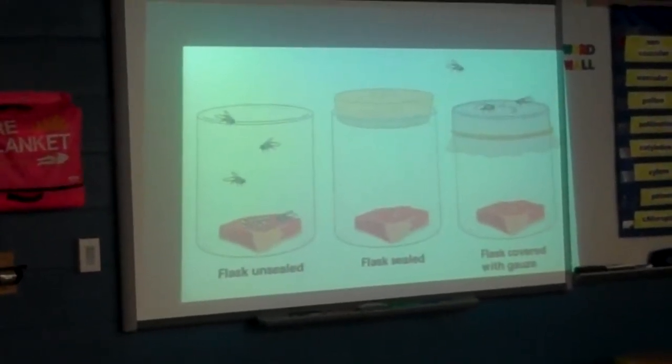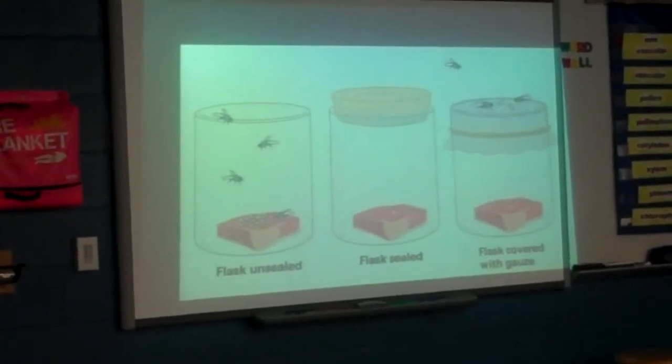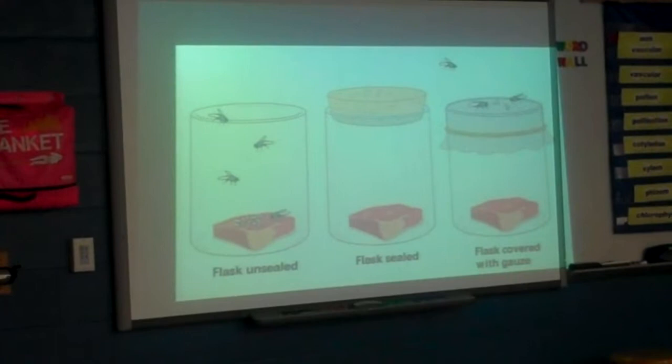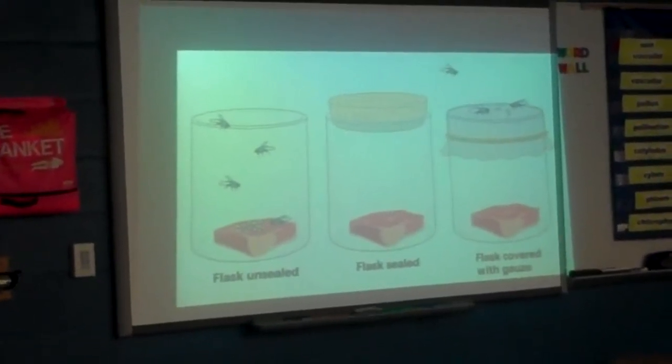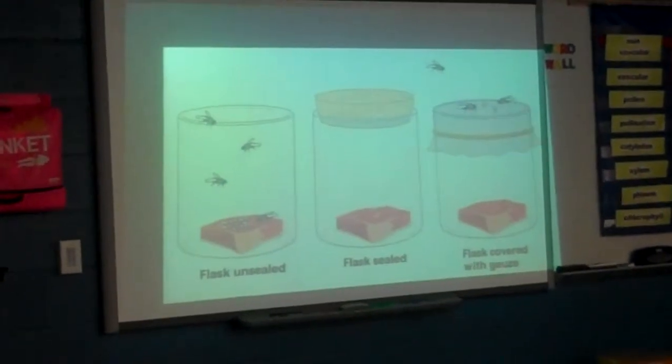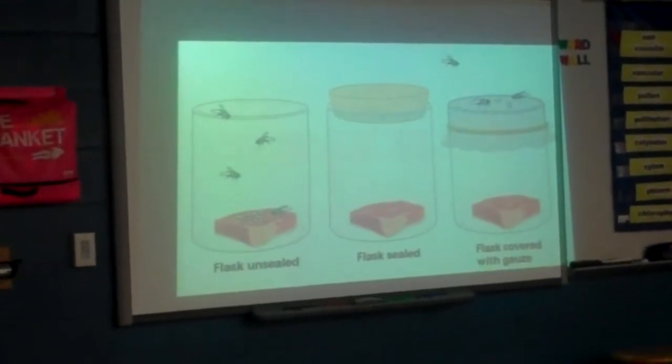Redi therefore concluded that the flies laid eggs on the meat in the open jar, which caused the maggots. Because the flies could not lay eggs on the meat in the covered jar, no maggots were produced. Redi therefore proved that decaying meat did not produce maggots.